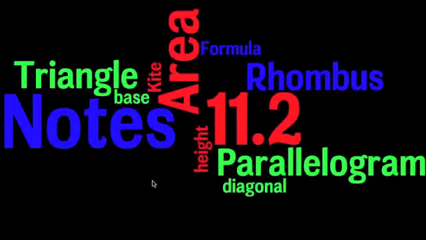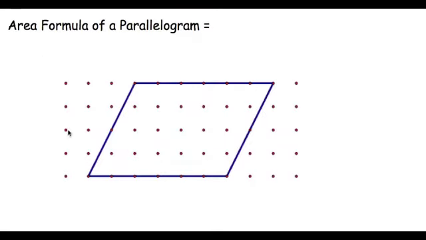Here are the notes for section 11.2. It's the area formula for a rhombus, a parallelogram, and a triangle. Let's get started. We know that the area formula for a rectangle is base times height.